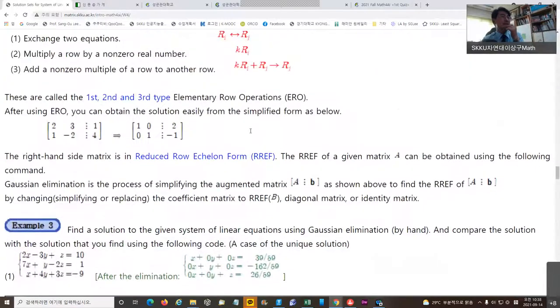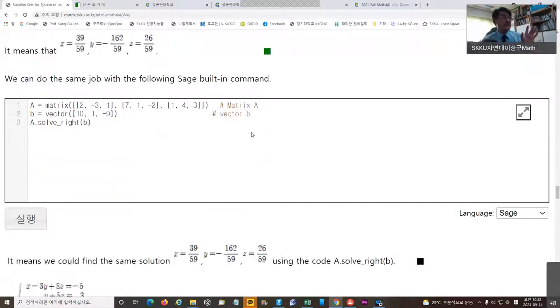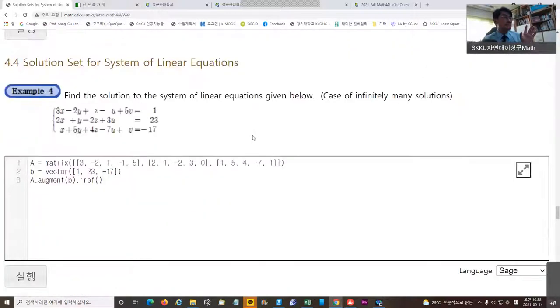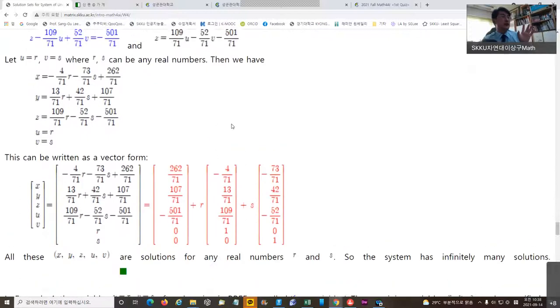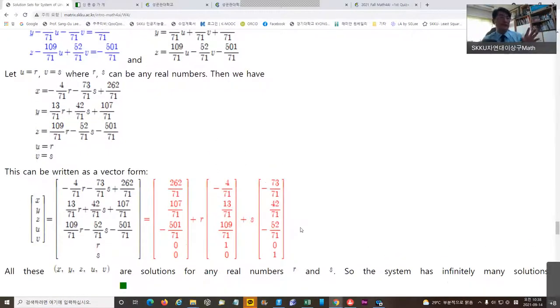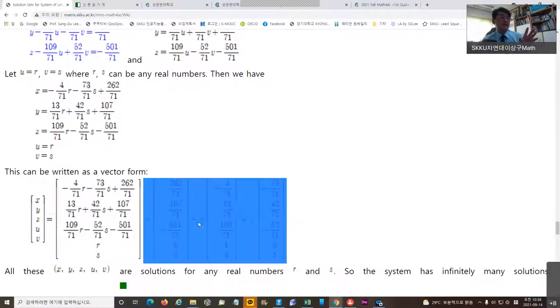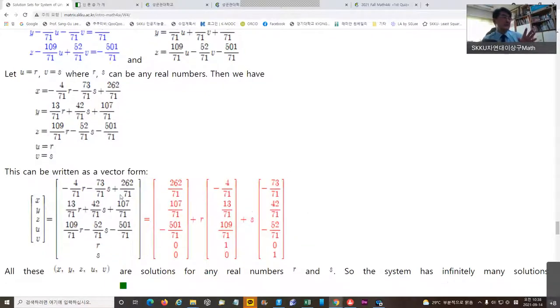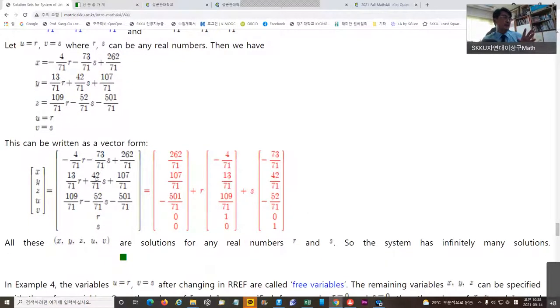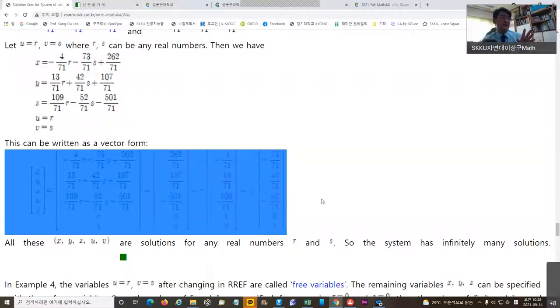But if it does not have a unique solution, then you will have an infinite solution like this. This vector is a solution for any real numbers R and S. The set of all these vectors, which can be written here, is a solution space, a solution set for AX = B. That's what we have to learn in week 4.